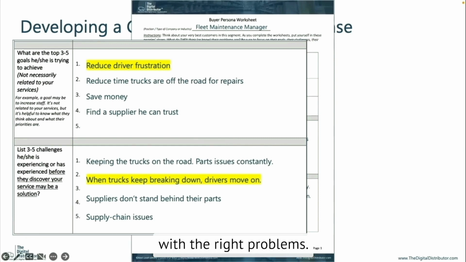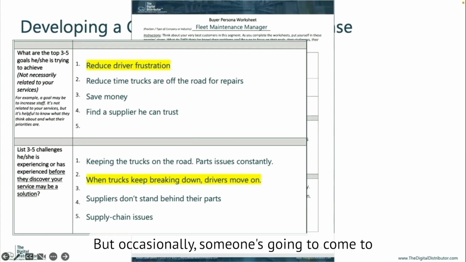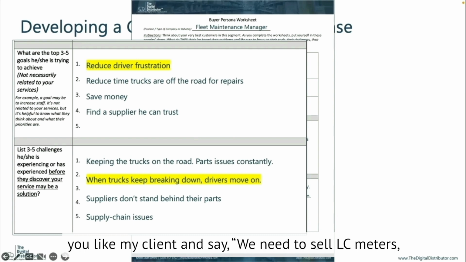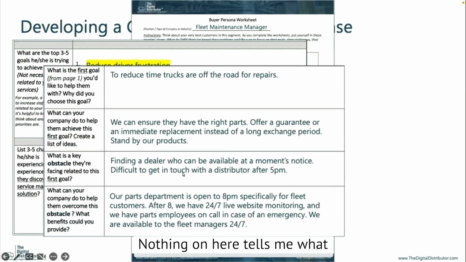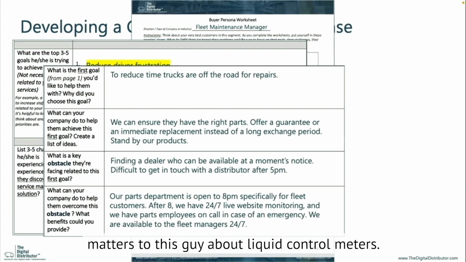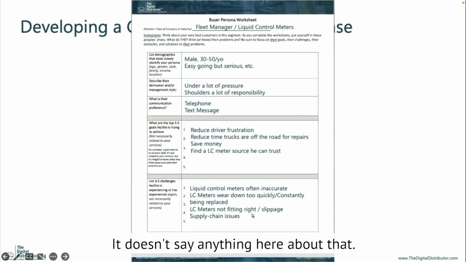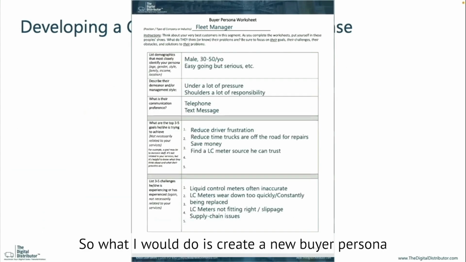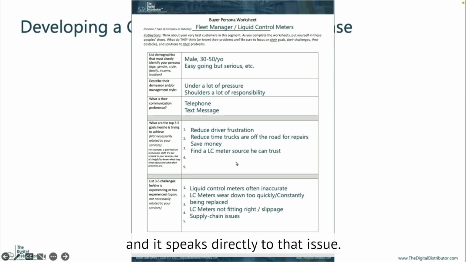Buyer persona worksheets should almost always be focused on the buyer, but occasionally, someone's going to come to you, like my client, and say, we need to sell LC meters, these liquid control meters. Nothing on here tells me what matters to this guy about liquid control meters. What's his problem with them? I don't know. It doesn't say anything here about that. So what I would do is create a new buyer persona for that guy that's focused on liquid control meters. And it speaks directly to that issue.